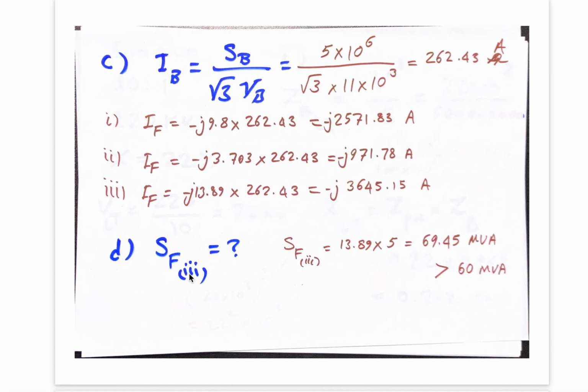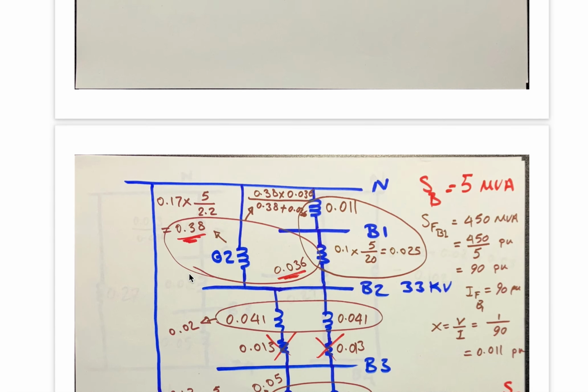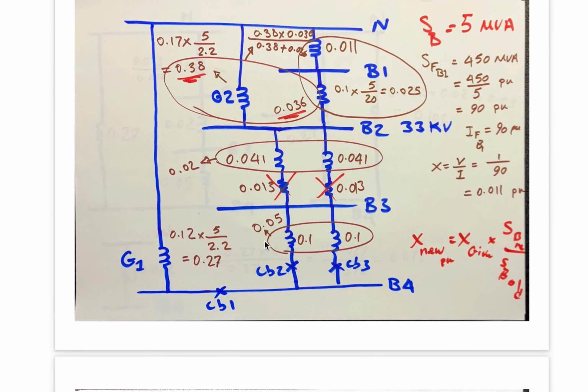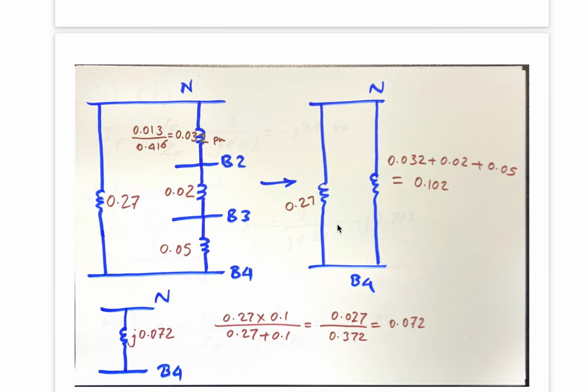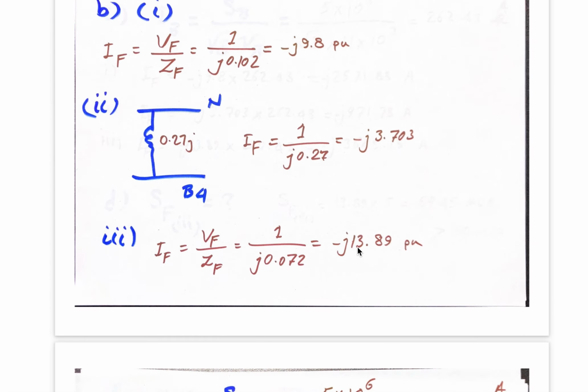In part D, they say, okay, for that bus bar, if the fault level is limited to 60 MVA, show that we cannot have all the system operating. We cannot have everything operating. So everything is in service, including G1 and the main grid. Then the fault current is 13.89, correct? Because this is the configuration in which you included all the components.